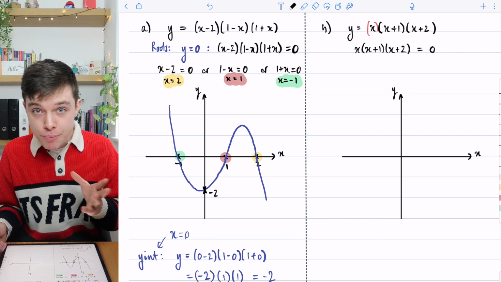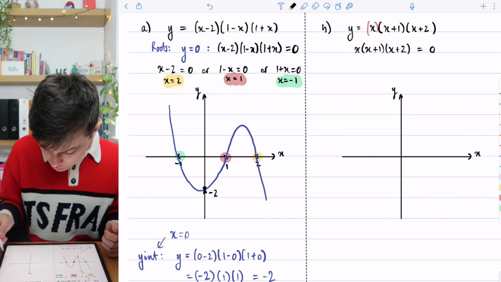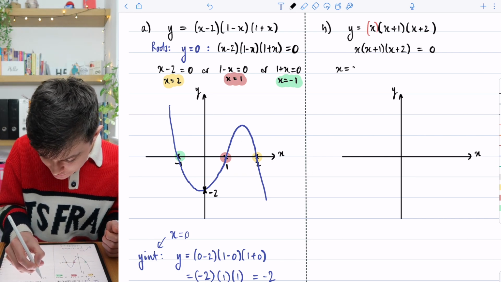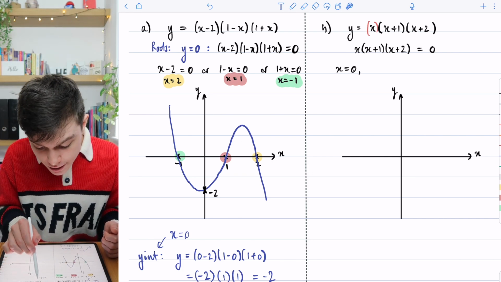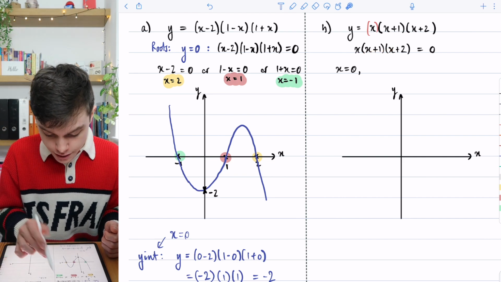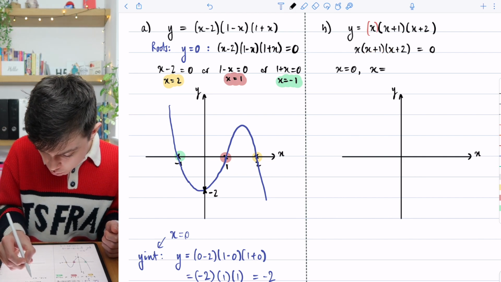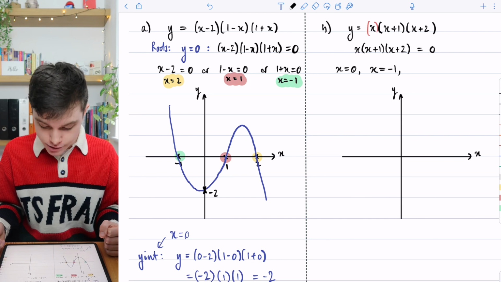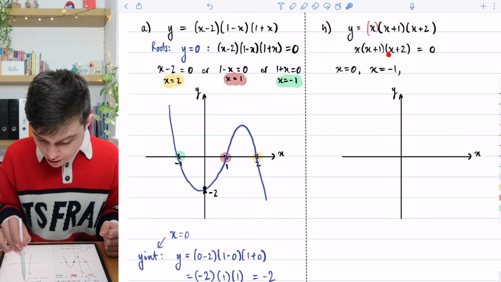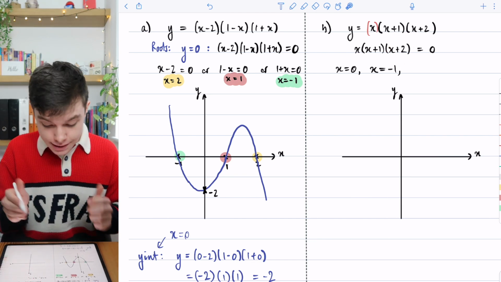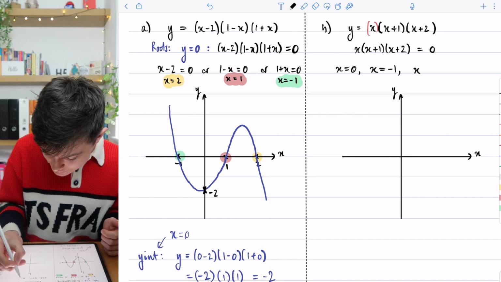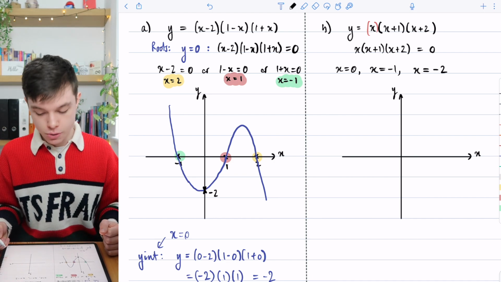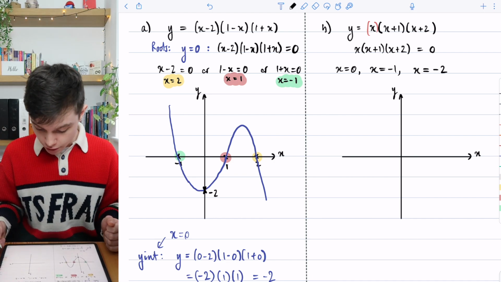And then we can say either bracket equals 0. So the first bracket, well, that's just x is equal to 0. The second bracket here is x plus 1. So when that's equal to 0, we'll get x equals minus 1. The third bracket is x plus 2. When that's equal to 0, we'll get x is equal to minus 2. So those are three roots of the graph.